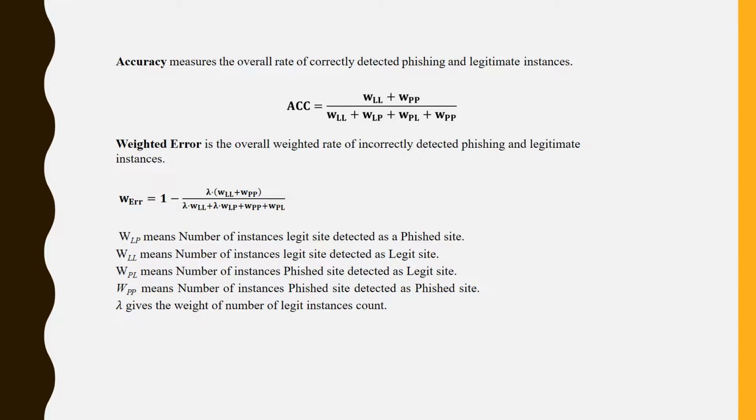So WLP means the number of instances legit sites are detected as a phishing site. WLL means the number of instances a legit site is detected as a legit site. WPL means the number of instances a phished site is detected as a legit site. WPP means the number of instances a phished site is detected as a phished site. And lambda gives the weight of the number of legit instances count.